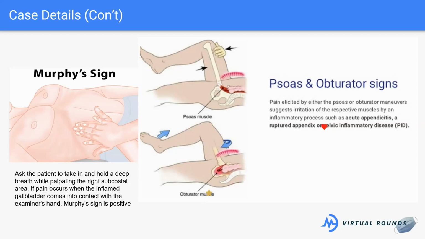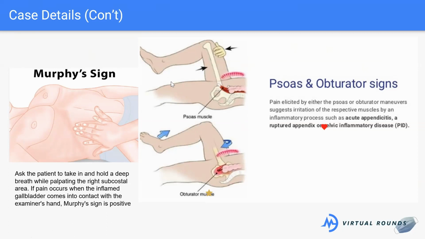Okay. So the principle of all of these would just be because there's inflammation that's happening. So both within the gallbladder here with Murphy's sign, and psoas and obturator with the appendicitis. I think previously when I introduced this slide, I wasn't looking at this one, so I said these were just for appendicitis, but Murphy's sign is specifically for cholecystitis, so inflammation of the gallbladder.